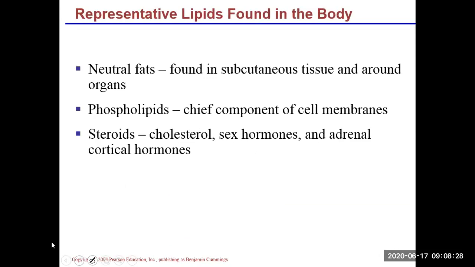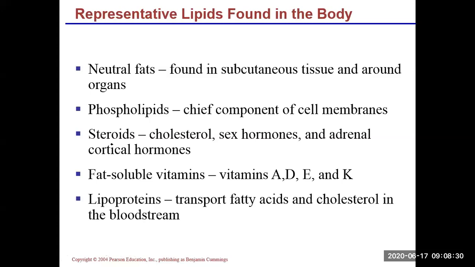All right, so neutral fat, phospholipids, steroids, fat soluble vitamins, lipoproteins, they're all unique. And again, these are examples of what we discussed. You could find vitamins A, D, E, and K. They are fat soluble vitamins, so you have to be careful of taking them. You cannot keep taking them forever. And the lipoprotein is also important because it helps transport the fatty material in the bloodstream so it doesn't get clogged up.